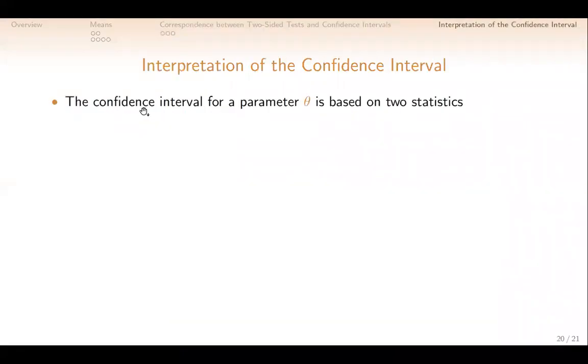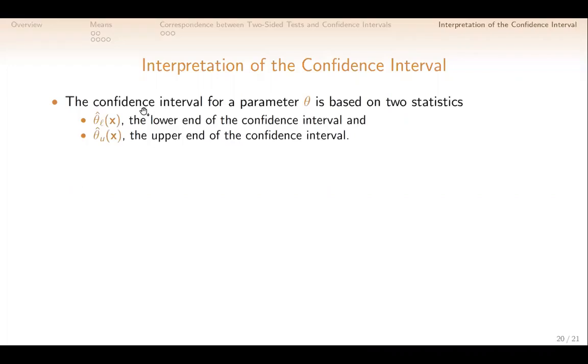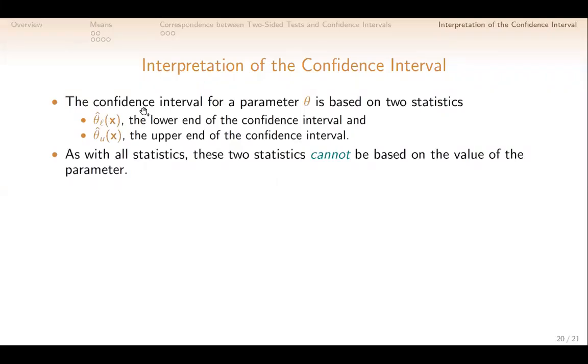So now I'm going to talk for a few minutes about the interpretation of a confidence interval. If you want to have fun, look for a newspaper article that has a confidence interval and watch them try to interpret it. So a confidence interval is based upon two statistics, right? The lower end and the upper end of the confidence interval. As with all statistics, you're not allowed to use the value of the parameter in order to build the statistic. That's what statistics are. So that means that before I even show you the data, you're going to write down the formula in advance of seeing it.